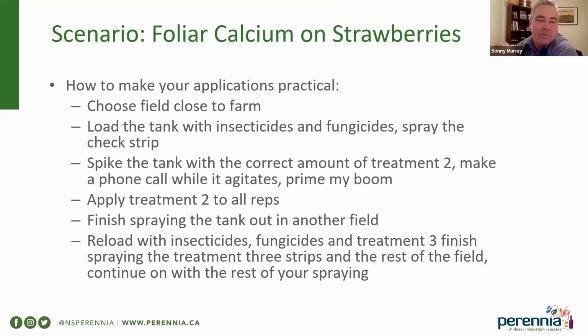So I'm going to finish spraying the tank in another field. I'm going to come back to the farm, reload with my same insecticides, fungicides, and treatment 3 to finish spraying the treatment on the 3 strips, the 3 reps. And I'm going to finish out spraying the rest of the field. And then I'm going to continue on spraying the rest of the crop across the farm. So in that way, I'm not spraying half tanks. And what do you do with the part tank that's left over? I'm getting my work done, and I don't have to rinse out in between treatments in this scenario. So next slide.